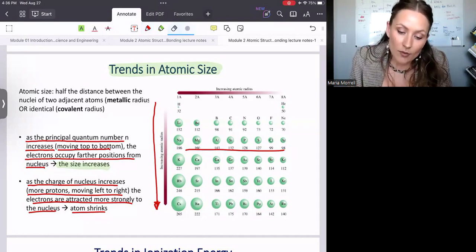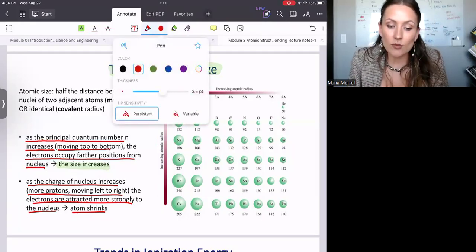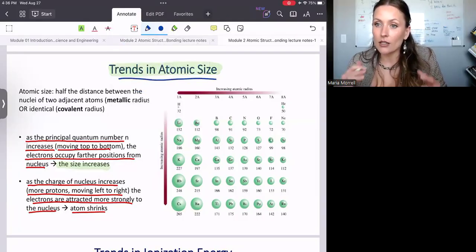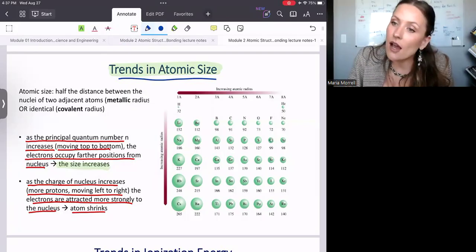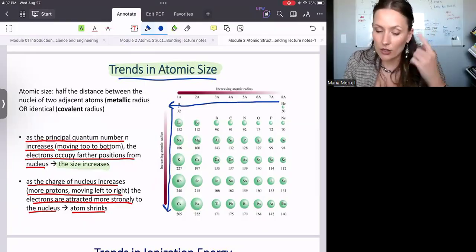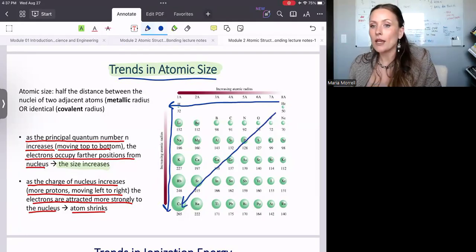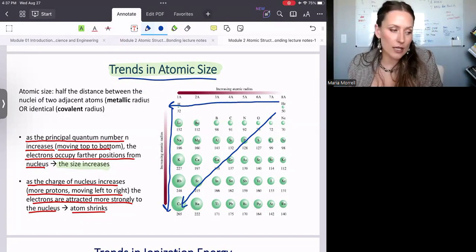Now, if I am to eliminate all this, change to a different color, and describe the trend in atomic size as one trend, that means that the size increases in this direction, right? Or in general, we can point it out like this, and you guys can see it. This is exactly what you see with each of the elements.